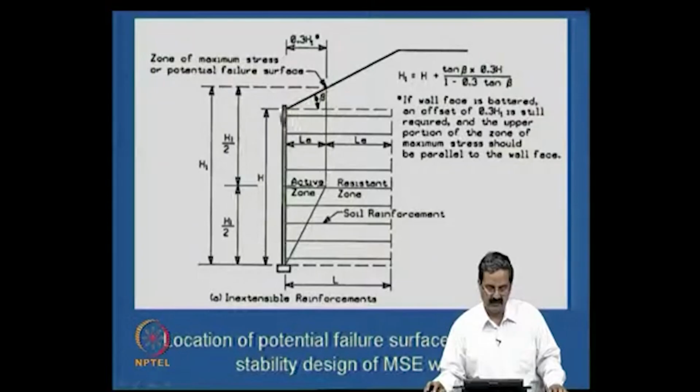Suppose you have an RE wall like this, and then there is a 1:2 slope maybe, and then there is a road here. How do you design in this case? How do you take the active force, the active thrust or the active zone?